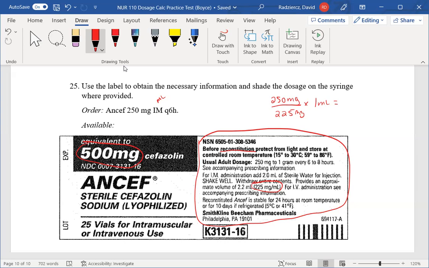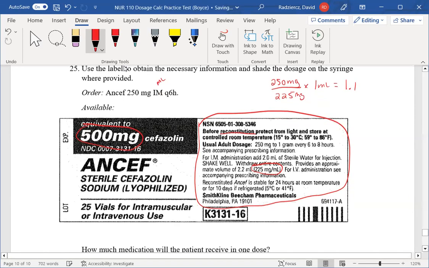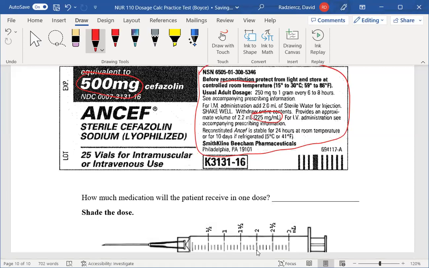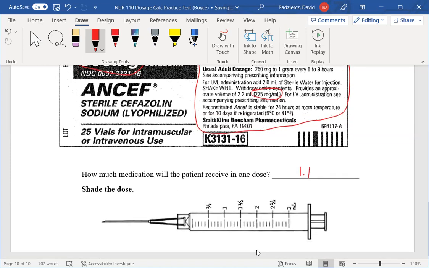So 250 divided by 225. Yeah, it gives you 1.111111. We're just going to go ahead and round that to 1.1, and then I would just mark that on the syringe. 1.1. So the trick with these reconstitution questions, guys, is just knowing where to find that information. And I hope now after today, you know where to find that information.